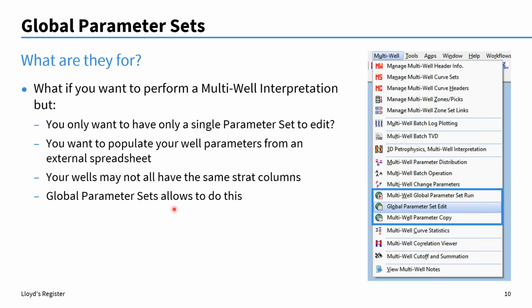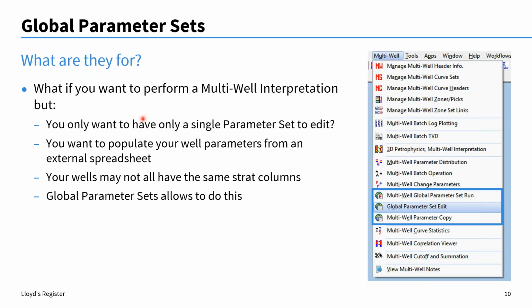Global parameters are another enhancement that we added to IP 2019, and it provides a streamlined method for users to run a single parameter set on multiple wells. The parameters exist in one centralized place, and it is purely for simplified management.